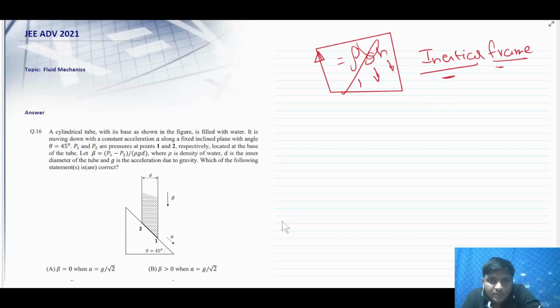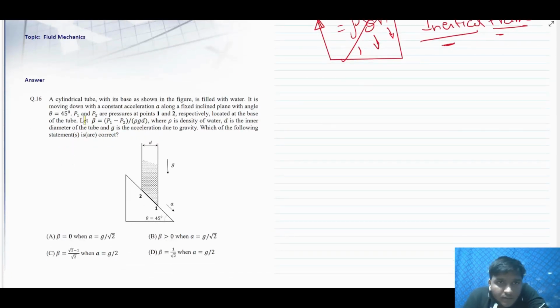So let's first read our question. It mentions that there is a cylindrical tube with its base as shown in the figure, filled with water. It is moving down with some constant acceleration a, and p1 and p2 are the pressure points located at the base of the tube, and beta is given some value. d is the inner diameter, g is the acceleration due to gravity. We have to tell which of the following statements are correct. So basically we have to find beta. It means we have to find p1 minus p2, and rho gd is already given.